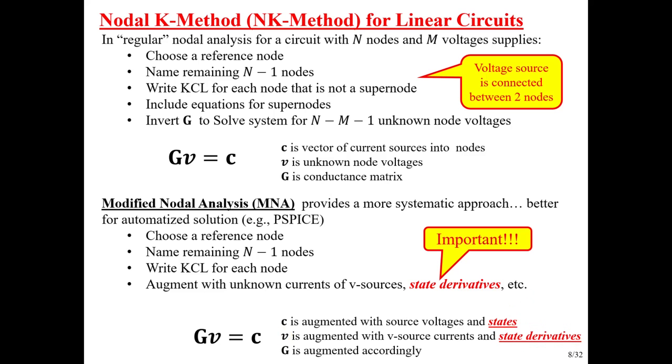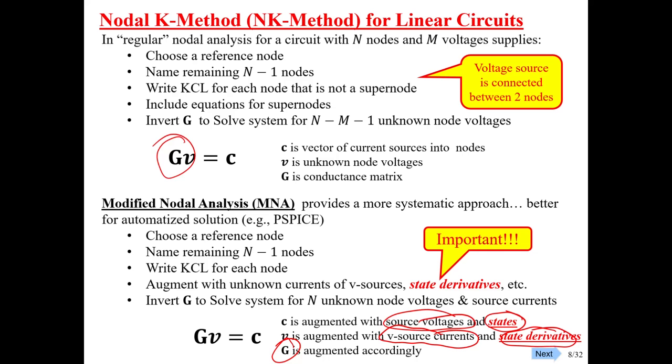And then, well, G has to be augmented. Some of it will remain looking just like conductances in its elements, but it's going to have to also be augmented to link between voltage source currents and state derivatives and voltage sources and states. So right now it's not clear how G is going to be augmented, but it'll become clear as we go through the development of this.